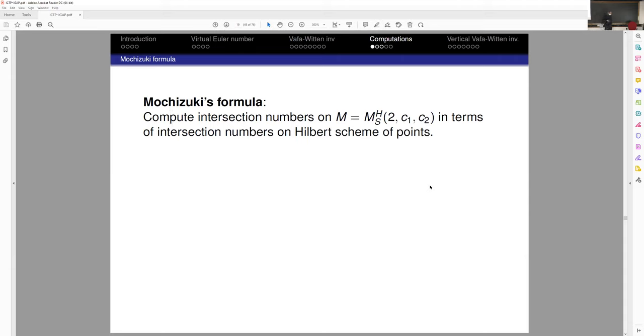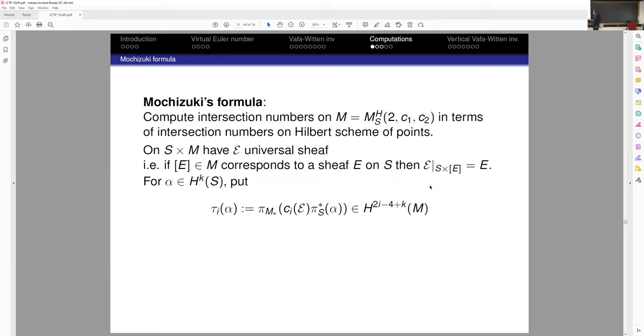So, maybe I should show this, one pattern sentence anyway. But so we look at this moduli space, we want to compute intersection numbers on this moduli space in terms of intersection numbers on Hilbert schemes of points. So, on S times the moduli space, we can assume we have a universal sheaf.